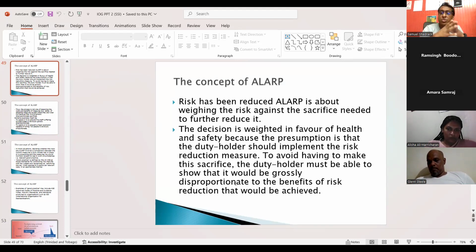So ALARP means reducing the risk. Remember this is a learn exam, right? So it says about weighing up the risk against the sacrifice needed to reduce the risk in terms of cost, time, and money. It's a moderate cost. However, the employer could avoid having to pay the money if they could argue that the cost they have to spend is disproportionate to the benefit of the risk, or grossly disproportionate. So those are two words you have to put in your vocabulary. You have to learn grossly disproportionate.